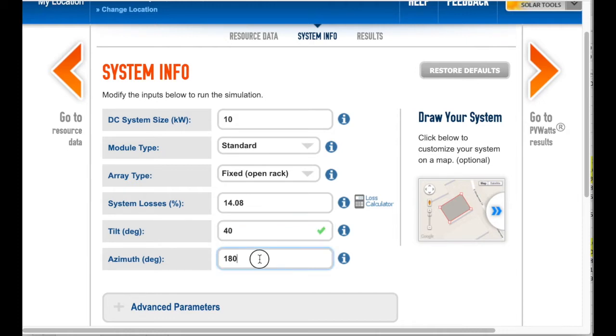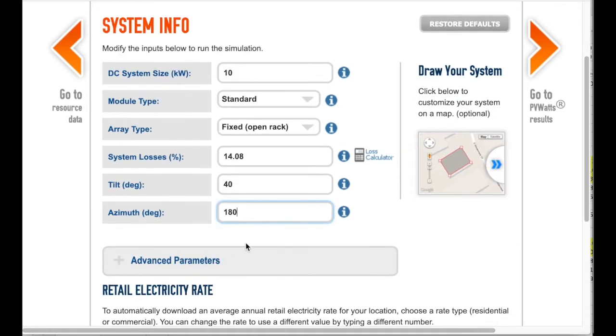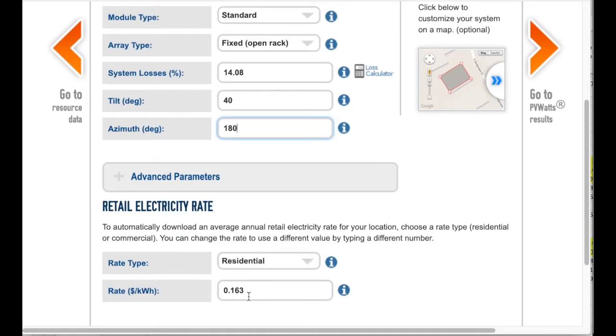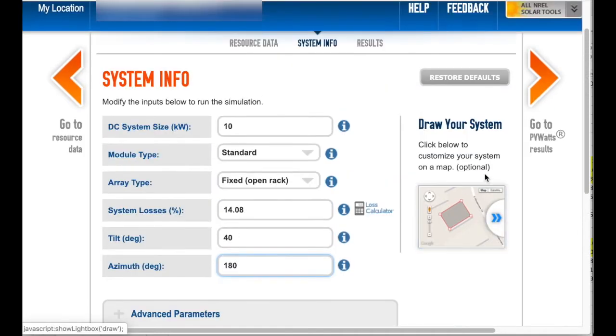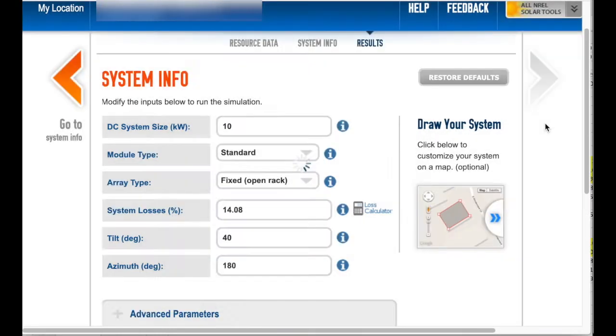And azimuth, again, is that angle of your array compass-wise. So 180 degrees is directly south, and that's what we're planning on for the positioning of our array. There are some other advanced parameters here, and also you can put in your total kilowatt rate here if you want to have it calculate savings for you. But we're just going to go on to the next page here.